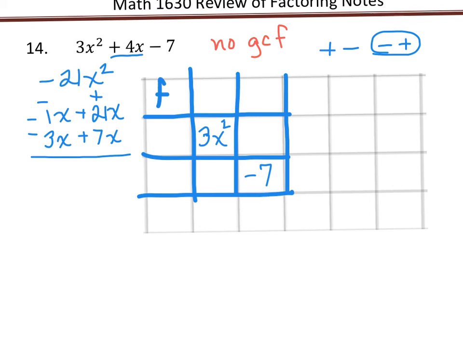Negative 1x plus 21x gives us 20x, which of course is not what we're looking for. Negative 3x plus 7x, however, gives us positive 4x. So those are the ones that we're looking for. And so we put those in our other two boxes.